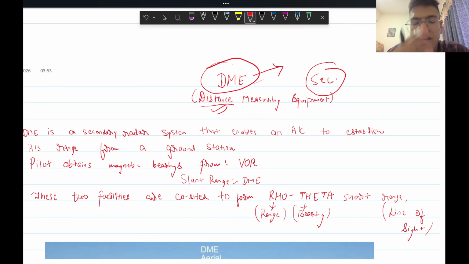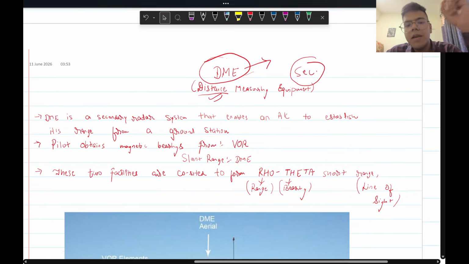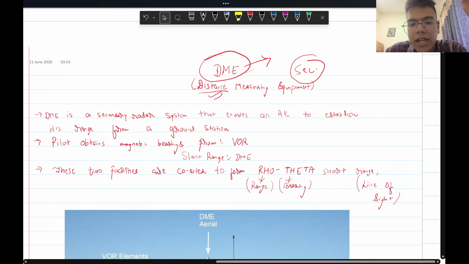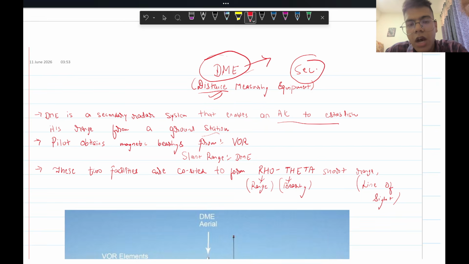And in the secondary radar system, there's an interrogator and a transponder. So it also works in the same way. There's an interrogator and a transponder. We'll see how that interrogator and transponder work. So it says DME is a secondary radar system that enables an aircraft to establish its range from a ground station. Fine. Now a pilot obtains a bearing.